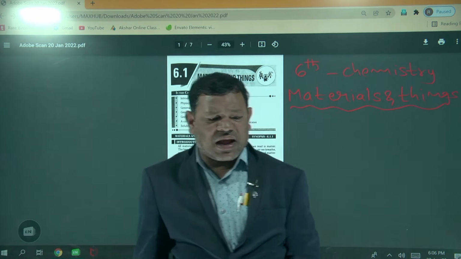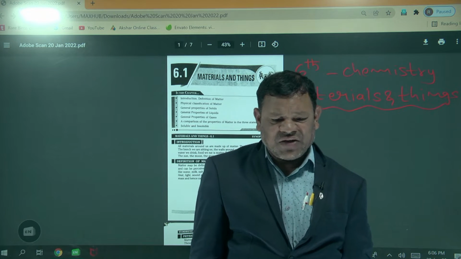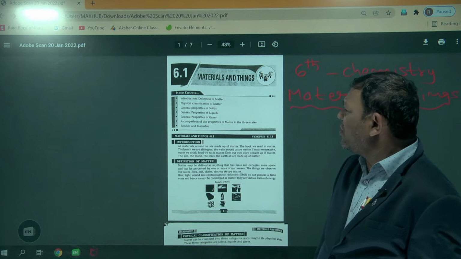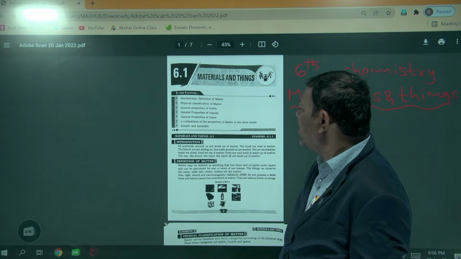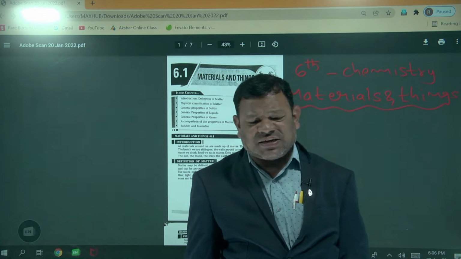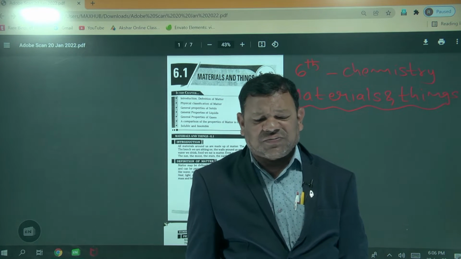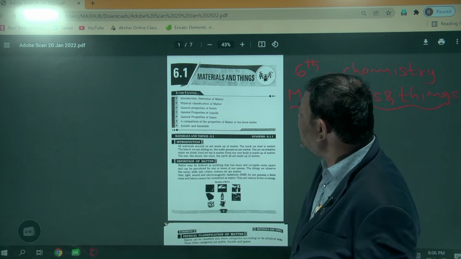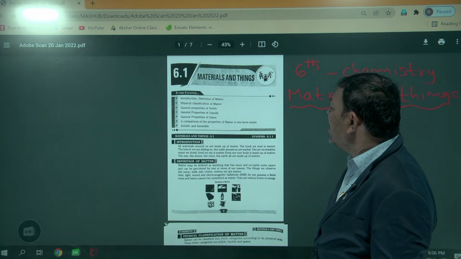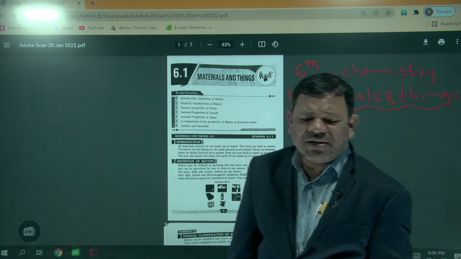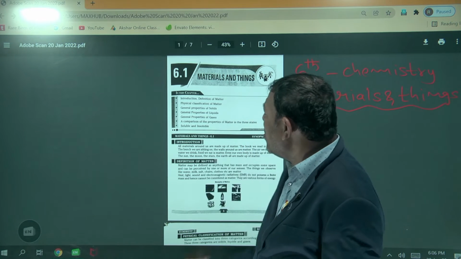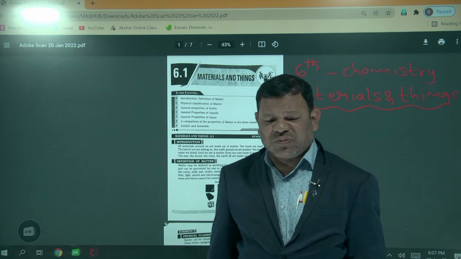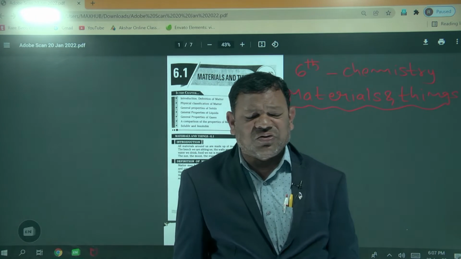we will discuss the definition of matter, and what is the classification of matter, what is the physical classification of matter, and general properties of solids, general properties of liquids, general properties of gases. A comparison of the properties of matter in the three states, that means solid, liquid and gaseous. And what is the meaning of soluble substances, what is the meaning of insoluble substances. These are the things we can learn today itself.